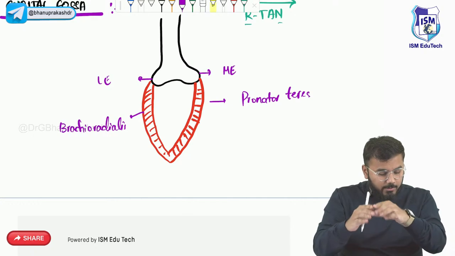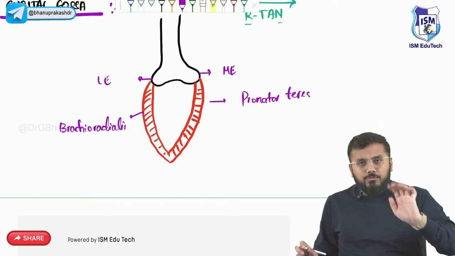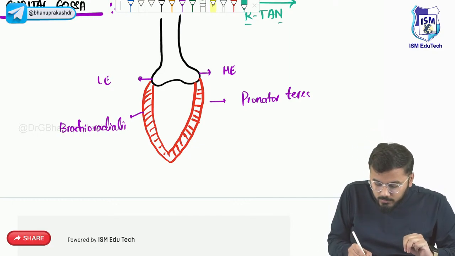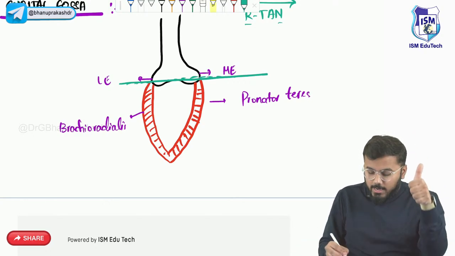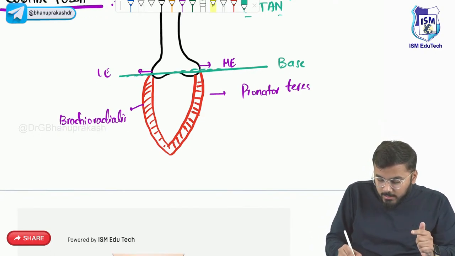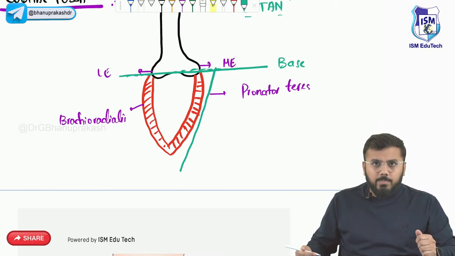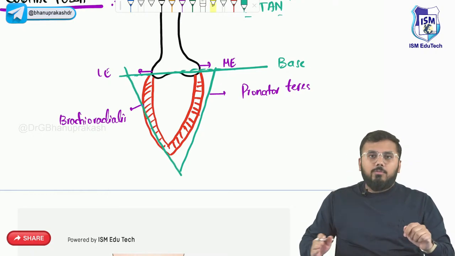You can see a fossa that is formed. This fossa here is called your cubital fossa. So question number one, what are the boundaries of the cubital fossa? The boundaries of the cubital fossa are three. If I draw an imaginary line from the lateral epicondyle to the medial epicondyle, this is called the base of the cubital fossa. The line which I am drawing towards the pronator teres forms the medial border, because it is towards the medial epicondyle. The other line which I am drawing like this forms the lateral border.